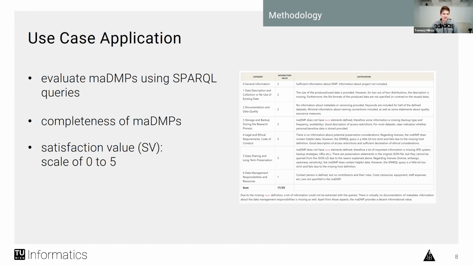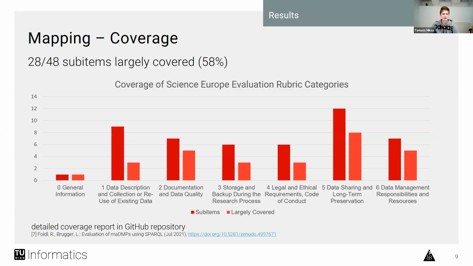So hello from my side as well. I would like to present and discuss our results. Let's first take a look at the coverage of the criteria from the Science Europe evaluation rubric. As Leah already told us, the rubric has 7 categories in total, and each of those categories consists of several sub-items or bullet points.